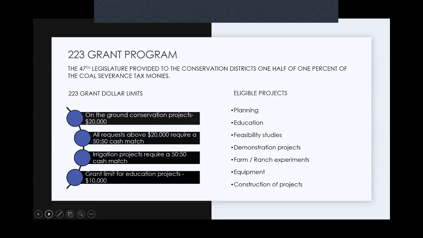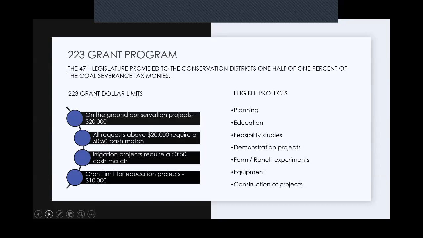And I want to let you know on many of these projects, like a demonstration project or a feasibility study, these can go for up to 3 to 5 years because you're doing a demonstration and you're testing soil for a period of 3 to 5 years. So you can have up to 5 years on these projects. Most of them can be completed within 1 or 2 years, and so we work it like that.